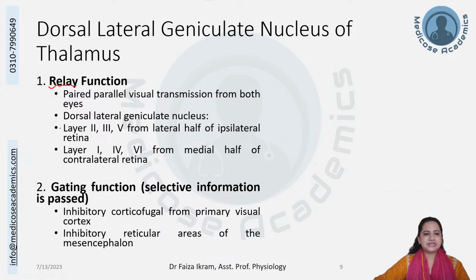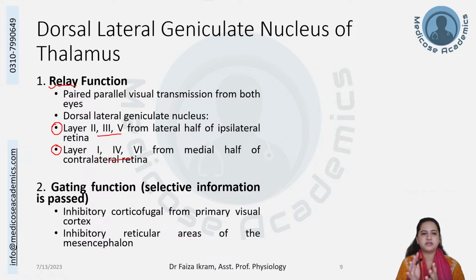Rather, out of the 6 layers, 3 layers will be receiving from the same side of the eye and the other 3 will be receiving messages from the contralateral retina. Layers 2, 3, 5, and layers 1, 4 and 6, and this representation goes on till the visual cortex. Starting from the optic tract, when the message was mixed with the right and left eye, still the message is not intermingled.